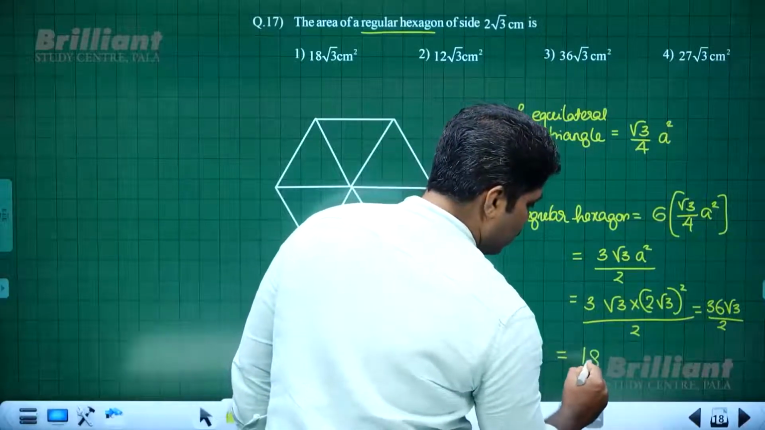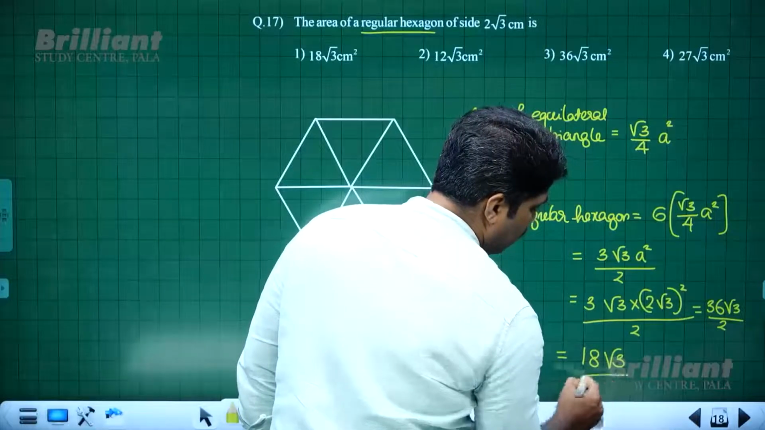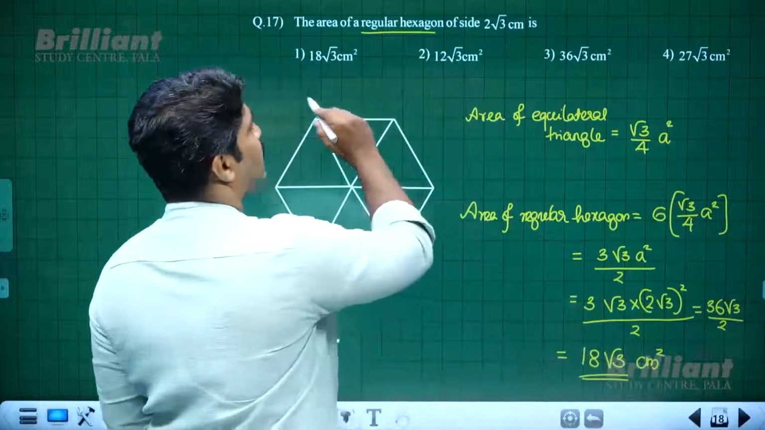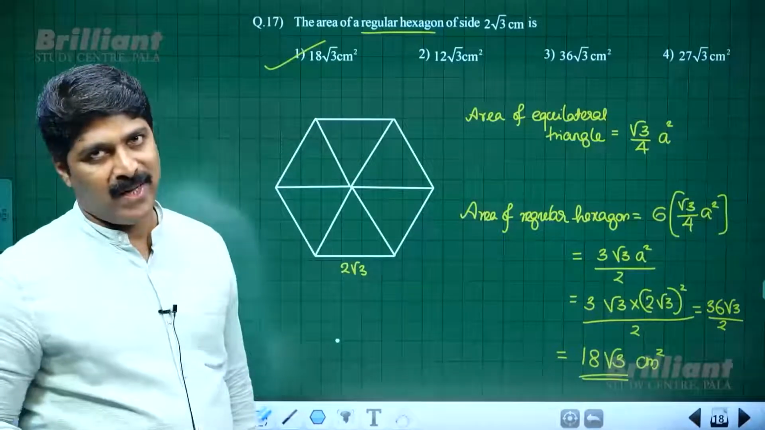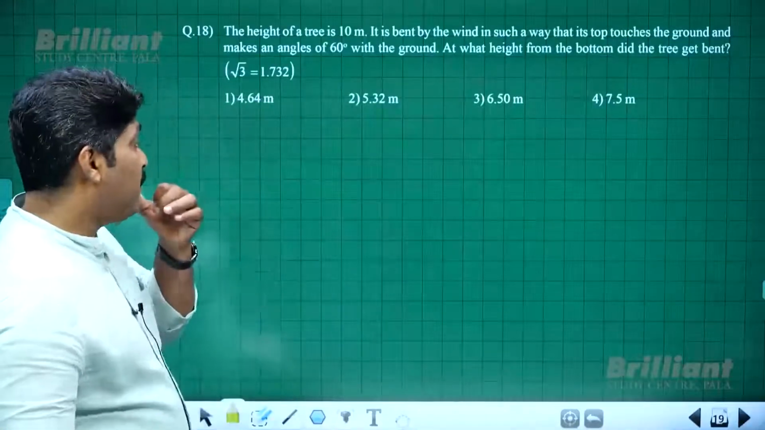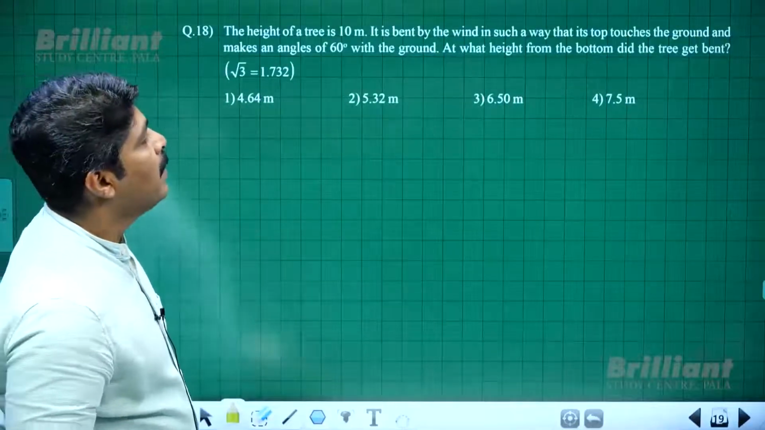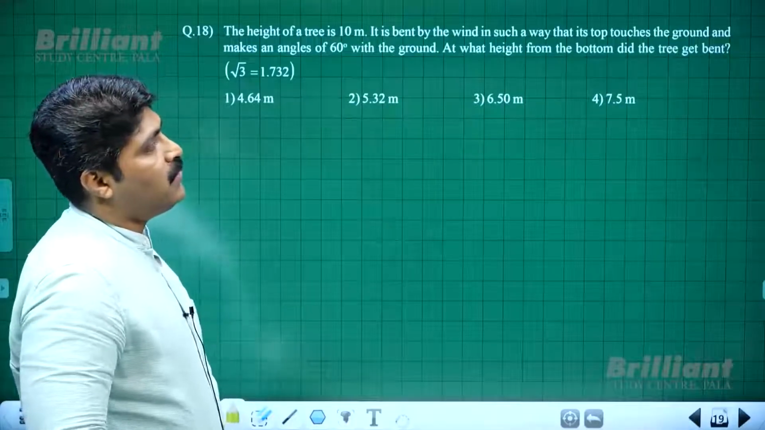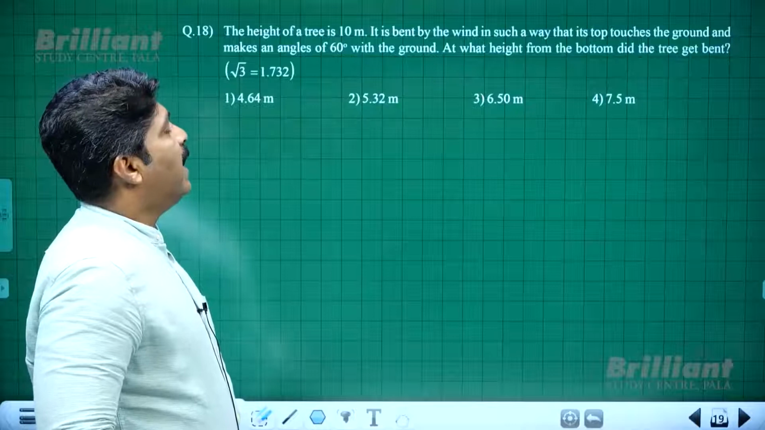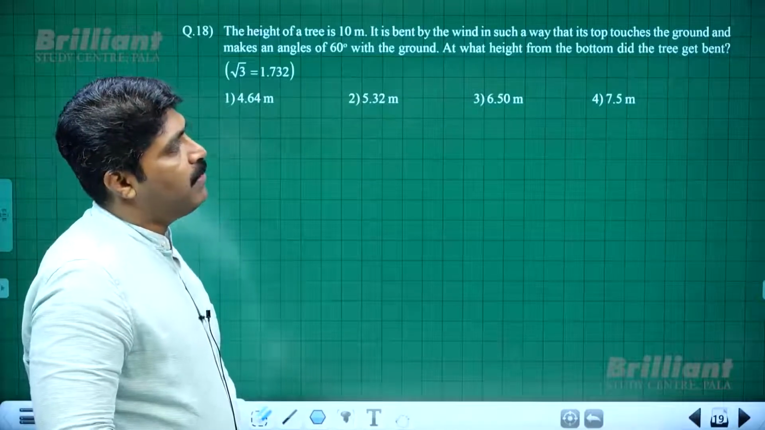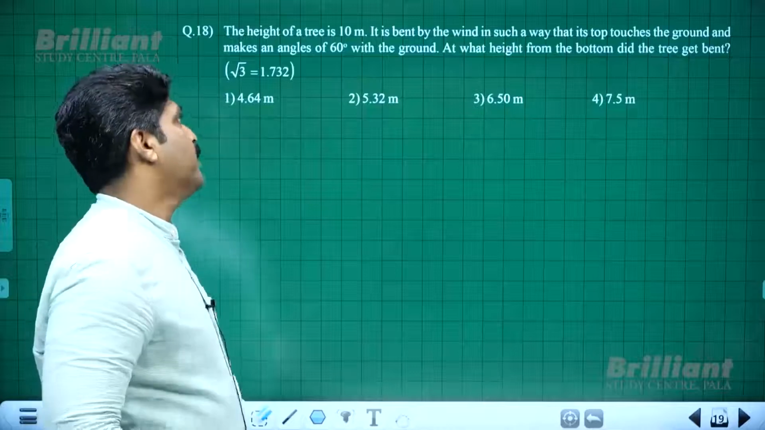So therefore, what is the answer here? That is 18 root 3 centimeter square. Hence the answer is 18 root 3 centimeter square. Clear? Then move to the next question. The height of a tree is 10 meter. It is bent by the wind in such a way that its top touches the ground and makes an angle of 60 degree with the ground. At what height from the bottom did the tree get bent?